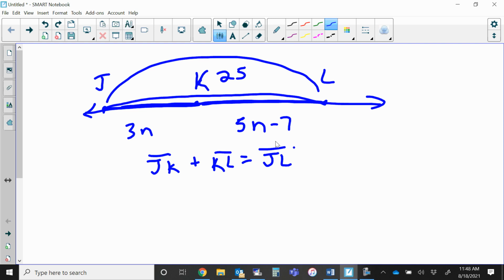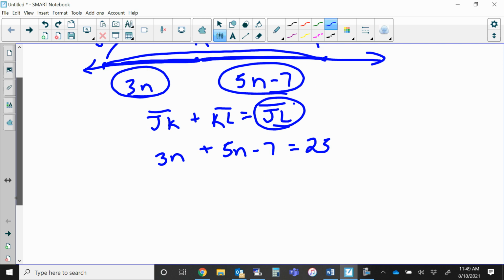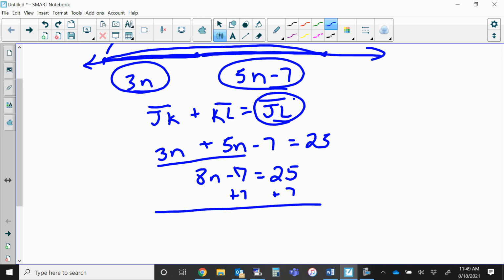Now, what is the value of JK? What did they say it's worth? So instead of JK, we're going to put in 3n because we're trying to find the distance of it. Does that make sense? Plus, what is the value of this one? And what is that supposed to equal? What did they tell me this value was? And then I am going to combine like terms. 3n plus 5n is 8n minus 7. Then I'm going to add 7. Brody, do you see how organized mine is? Do you see how you can see my whole thought process?